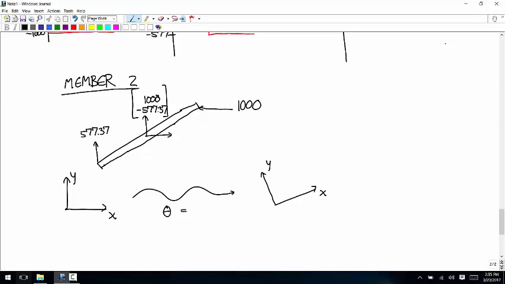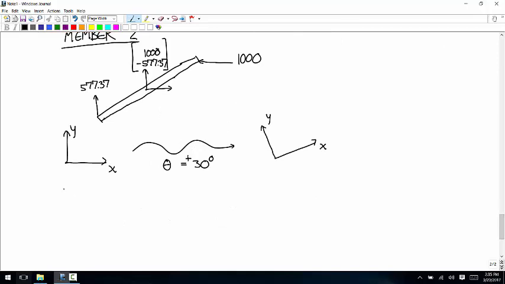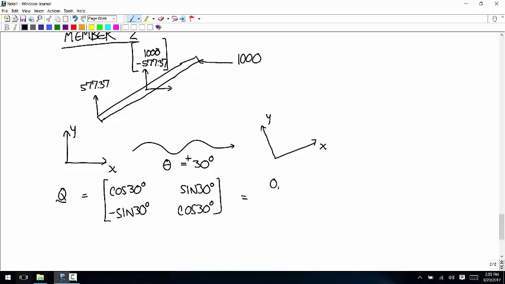So the rotation matrix is, how do you have to rotate that? Theta is equal to positive 30. And so the Q matrix is cosine of 30, sine of 30, negative sine of 30, cosine of 30, or 0.866, 0.5, negative 0.5, 0.866.